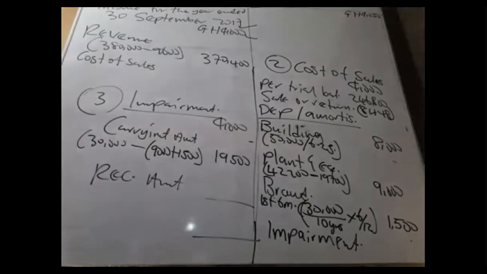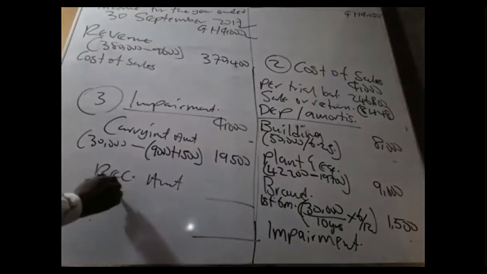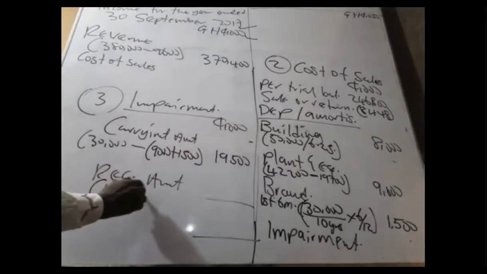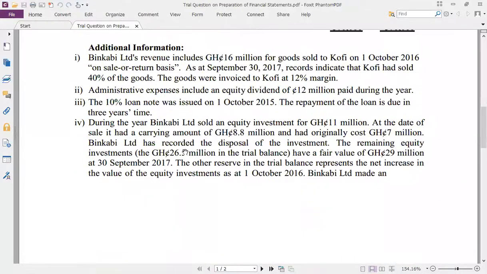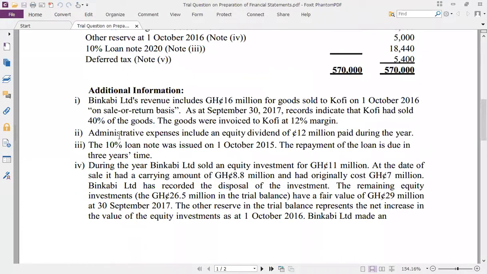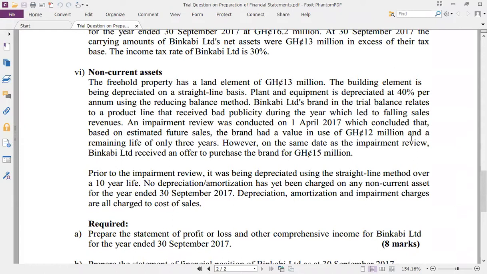Let's go and talk about the recoverable amount. You compare two items and select the higher: the value in use and the fair value less cost to sell. So the recoverable amount is the higher of the two. Let's go to the footnote. They're saying that, based on estimated future sales, the brand had a value of 12 million. Perfect.